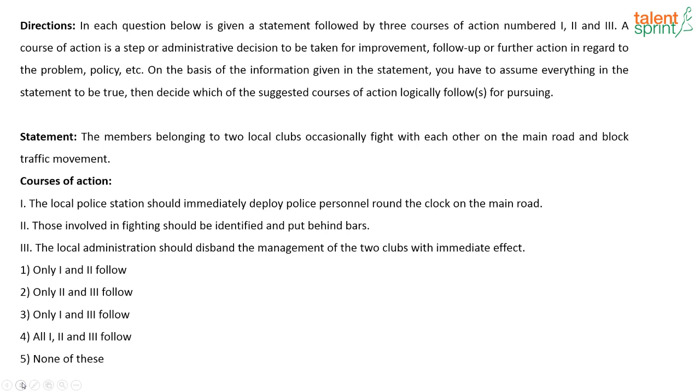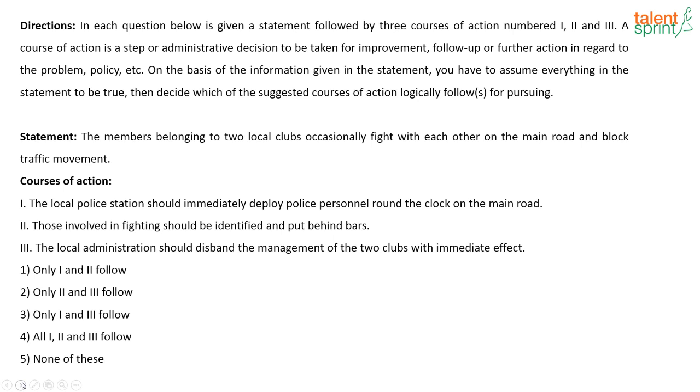So what are the courses of action given here? So what is happening here? There are people belonging to 2 clubs, they are fighting occasionally and causing a block in the traffic movement. Course of action 1: the local police station should immediately deploy police personnel round the clock on the main road. The second course of action says those involved in fighting should be identified and put behind bars. The third: the local administration should disband the management of the 2 clubs with immediate effect.